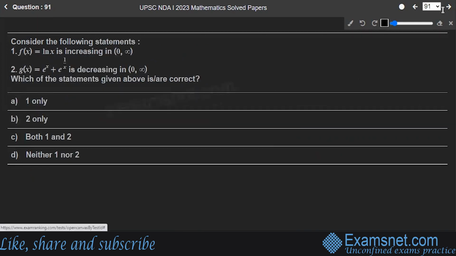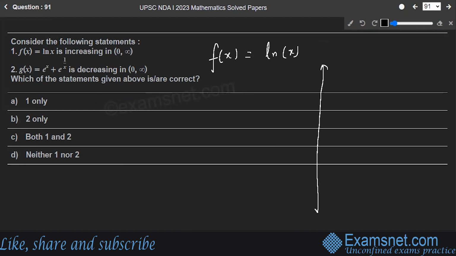Correct? Next is 91st question. Now consider the following statement. Fx is equal to natural log x is increasing in the interval 0 to infinity. Gx is equal to e raised to power x plus e raised to power 1 by x is decreasing in 0 to infinity. Which of the statements given above are correct? So first statement is fx is equal to log of x is increasing in the limit 0 to infinity. So according to this, what will be the graph? So if I look at the graph 0 to infinity, it's increasing. The graph is going to look something like this.